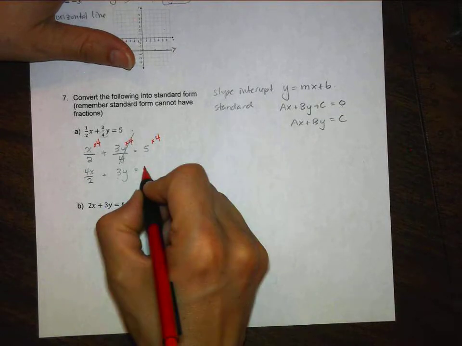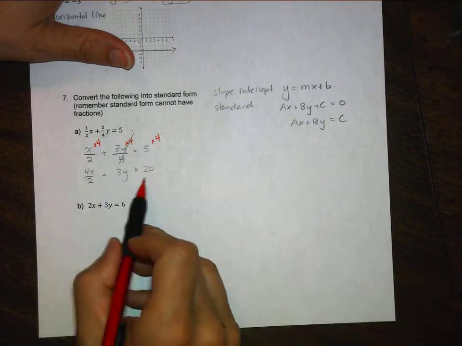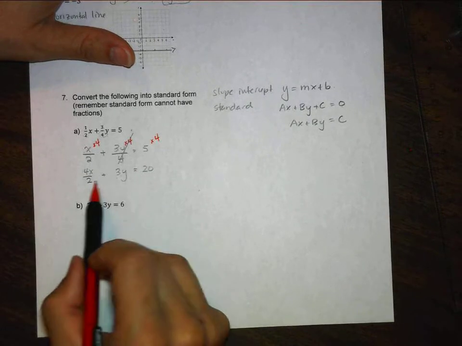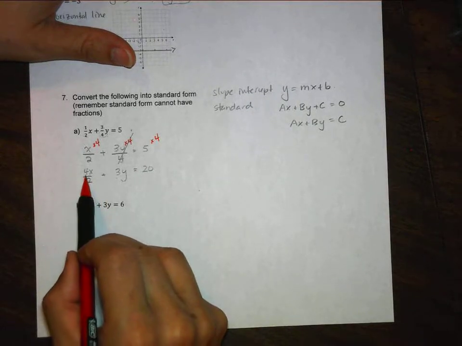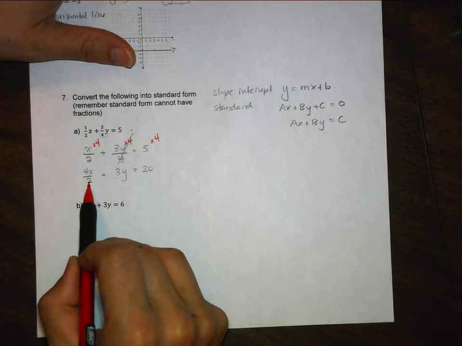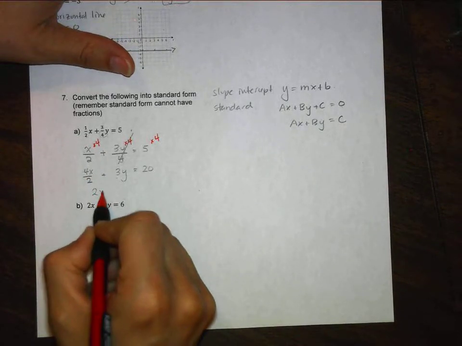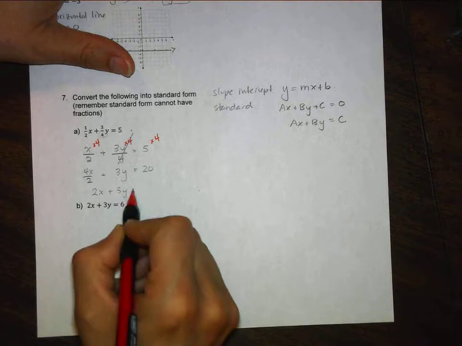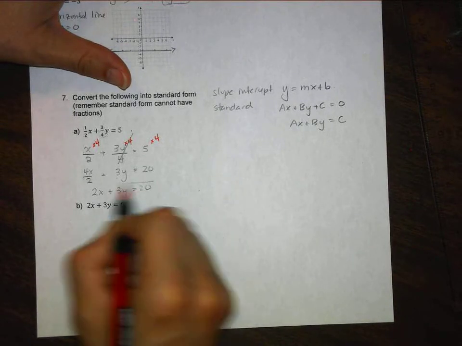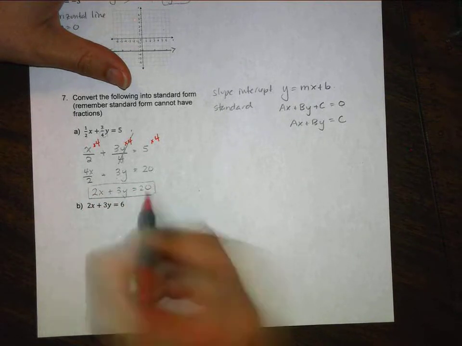And 5 times 4 is 20. I'm still not rid of fractions, but go back and look. Can I simplify this? 4 divided by 2. Yes, I can. 2 can go into 4 twice. So this is 2x plus 3y equals 20. So this is one version of standard form.